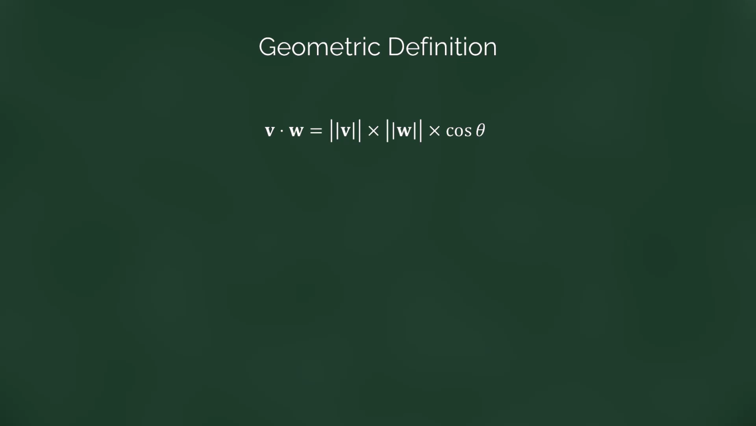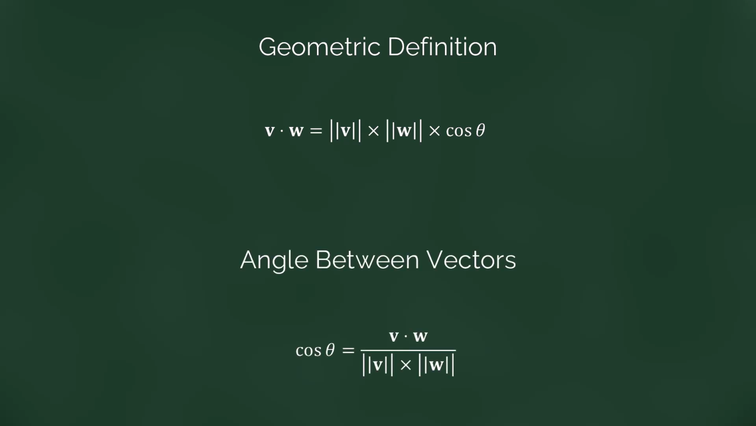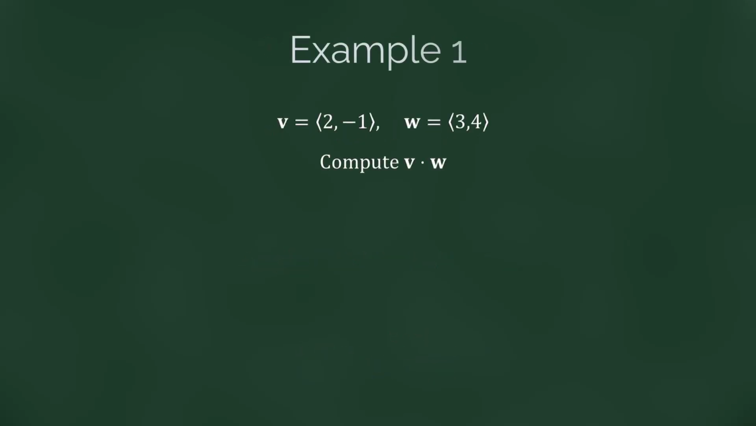A more geometric definition of the dot product incorporates the angle between our two vectors so that v dot w is going to be the magnitude of v times the magnitude of w times the cosine of theta, where theta is the angle between those two. Rearranging that definition gives us a nice way to find the angle between vectors because we can see that the cosine of that angle must be equal to v dot w divided by the magnitude of v times the magnitude of w, and we know we can use the components only of v and w to compute both their dot product and their magnitudes. Let's try a few examples.